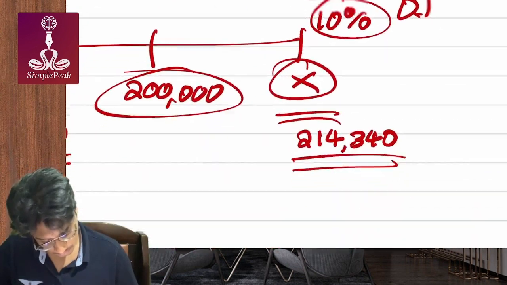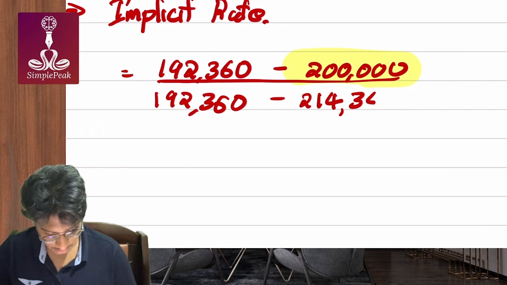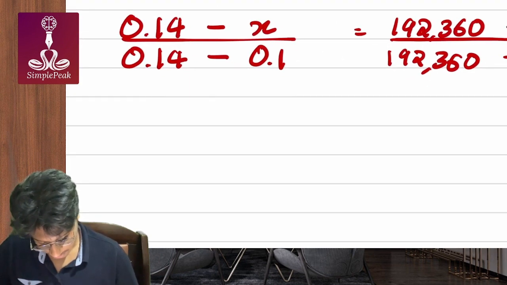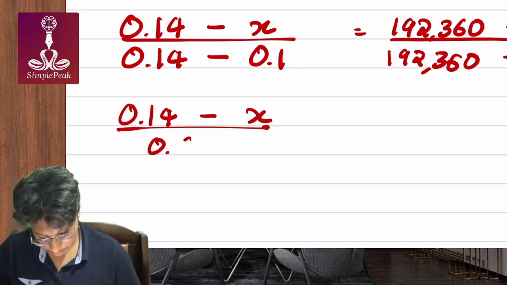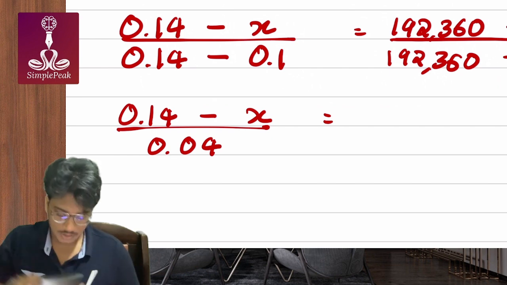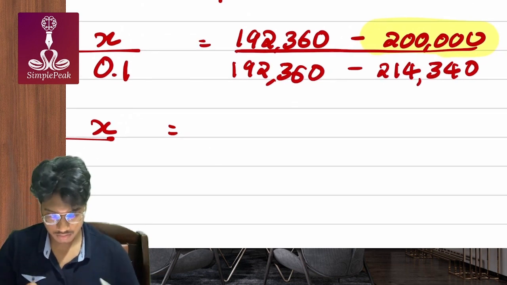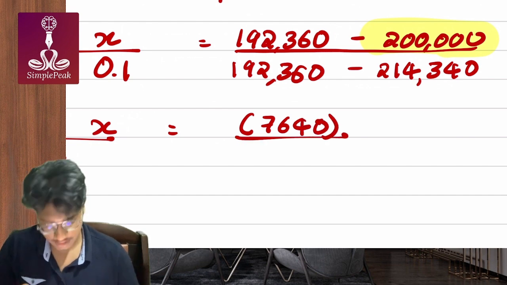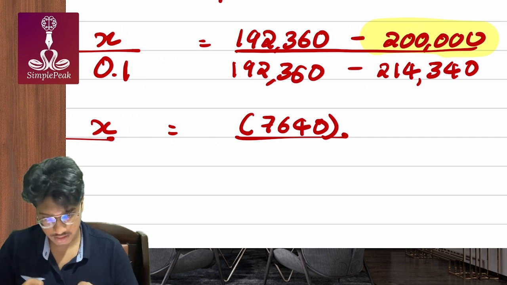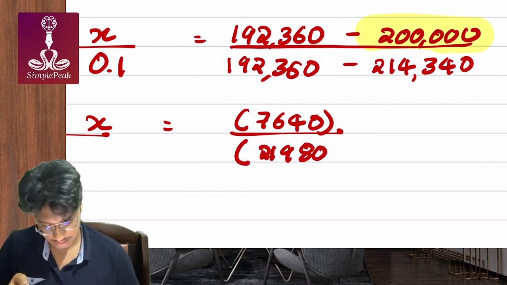Minus 2,14,340. So you will be getting a value: 0.14 minus x divided by 0.04 equal to, let me take the calculator, 1,92,360 minus 2 lakh rupees, that comes to negative 7,640, divided by 1,92,360 minus 2,14,340, that comes to negative 21,980, that comes like that.